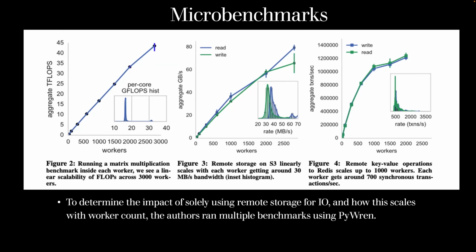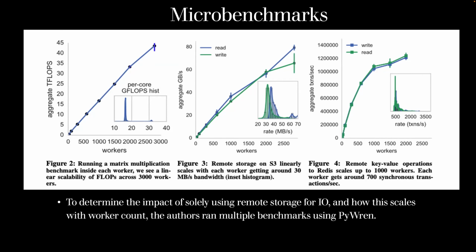In terms of compute, a matrix multiply kernel is run with Lambda, and the result observed is about 18 gigaflops per second per core. It scales to more than 40 teraflops per second when we use 2,800 workers.